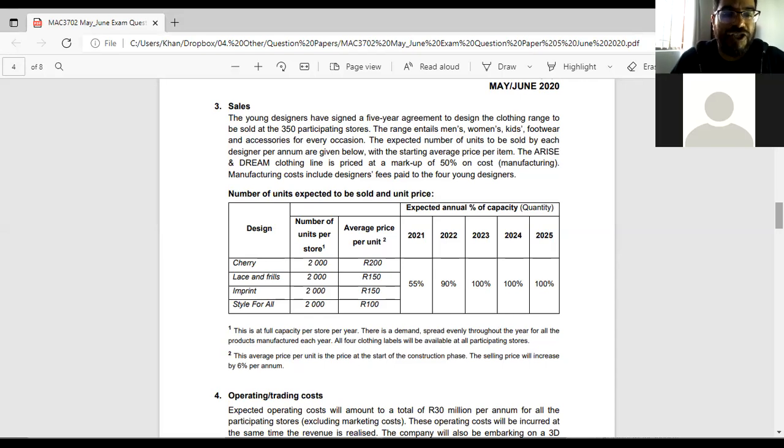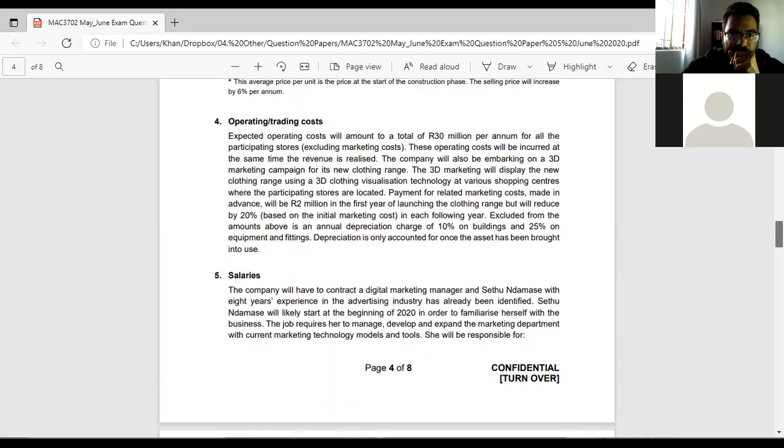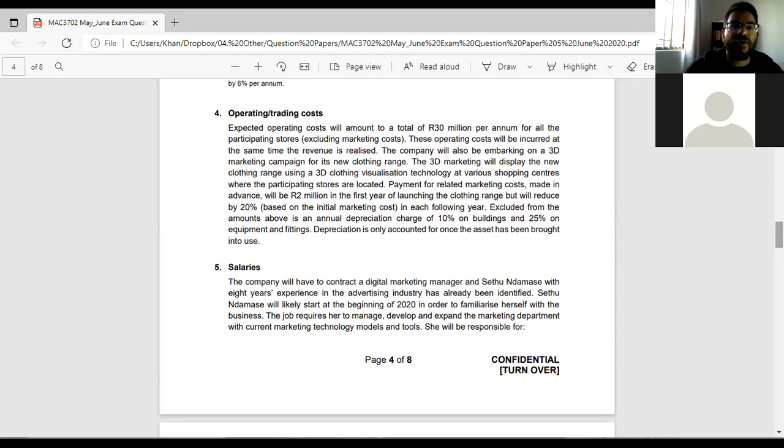So there's lots of information going on over here, but it's for you to keep your principles in mind. Remember, when it comes to capital budgeting, there are 5 principles we need to keep in mind. So we will come to that now. Then we have operating or trading costs. Expected operating costs will amount to a total of 30 million rand per annum for all participating stores, excluding marketing costs. These operating costs will be incurred at the same time the revenue is realized.